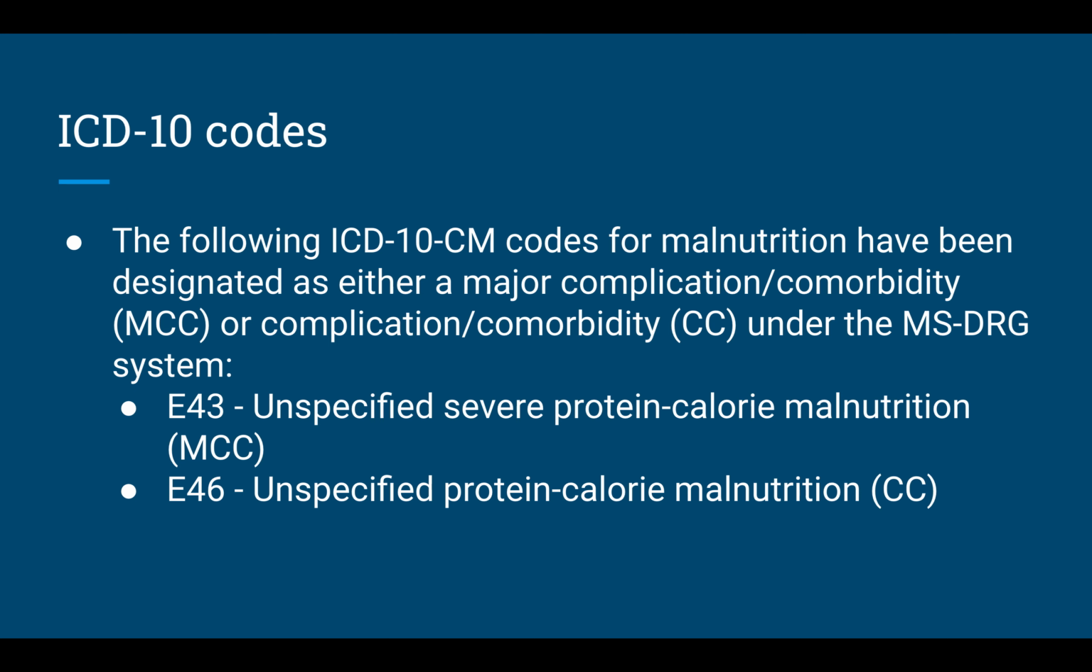Malnutrition can get reimbursed up to like $15,000 per patient. It's really a major comorbidity. So it's a big deal that you do this right. Right now there are two ICD-10 codes. One is unspecified severe protein calorie malnutrition, and another one is unspecified protein calorie malnutrition. Those two will make a big difference in the reimbursement. So if the malnutrition is severe, you want to write down severe.